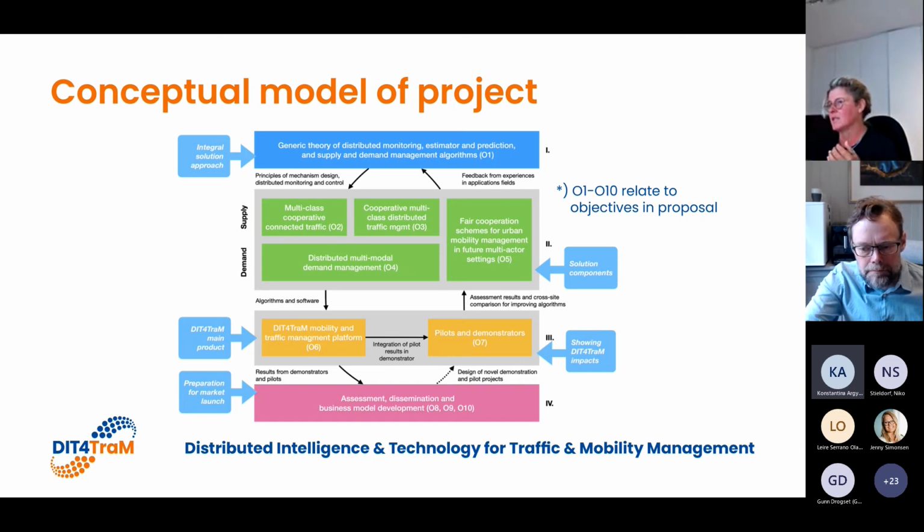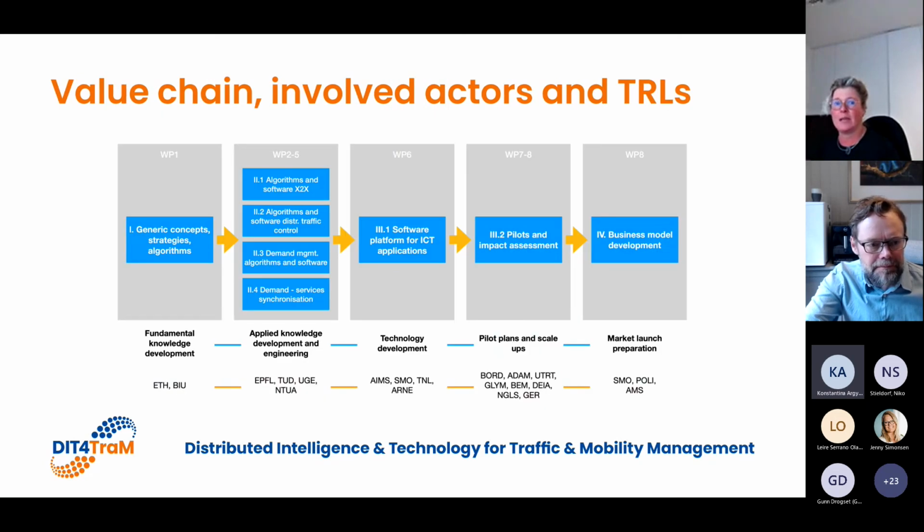And finally, we have the assessment, and you have a lot of feedback loops through the project that make it difficult to coordinate a project. But on the other hand, I think it's very valuable to get all this feedback in the project. And then my last slide is just to mention, it's so nicely related to the work packages. So ETH and BIU from Israel are looking at the generic concept of swarm intelligence.